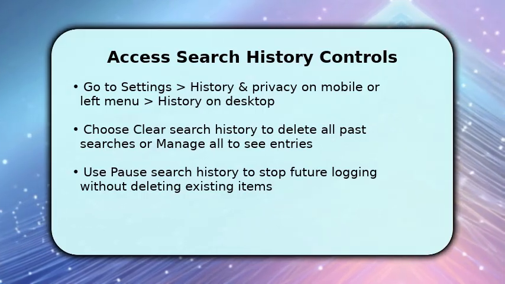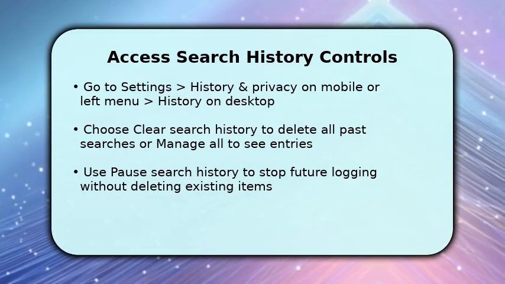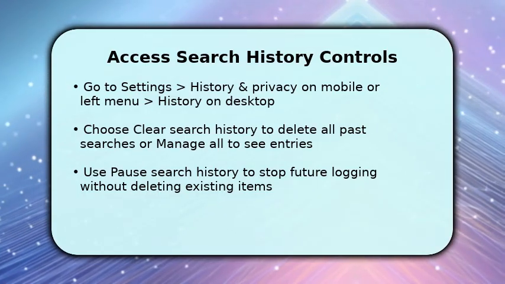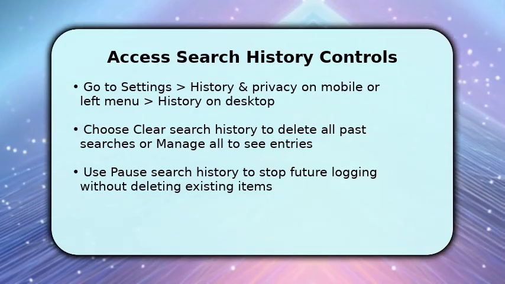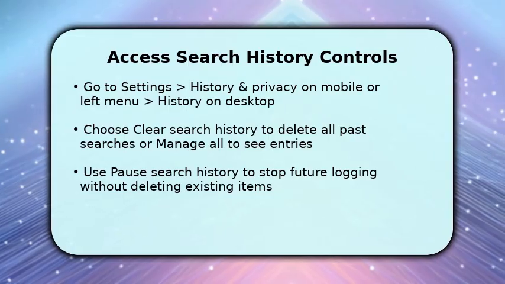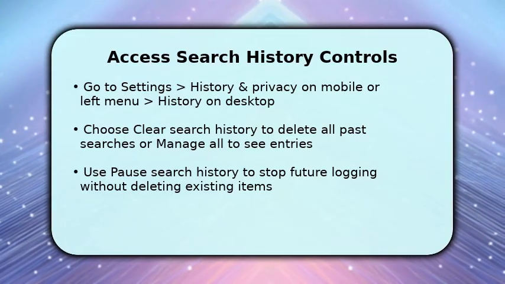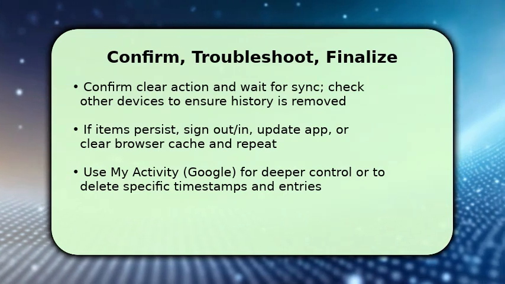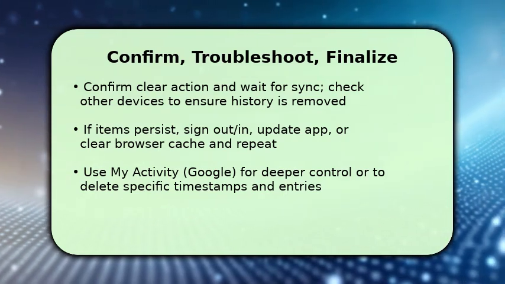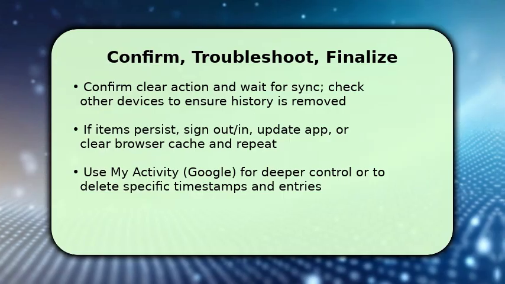If you prefer to stop tracking instead of deleting, toggle Pause Search History so new searches won't save. Once done with your selection, confirm any prompts. YouTube will sync deletions across devices, so double-check on another device if you use multiple sites. Finally, confirm the clear or pause action and wait a minute for changes to sync. Then check another device to verify the history is gone.